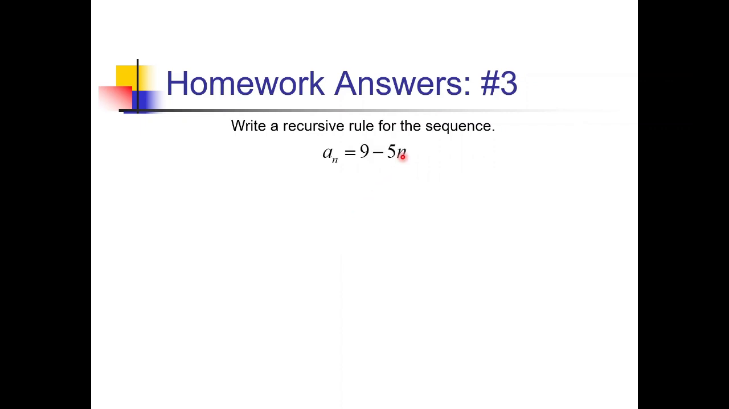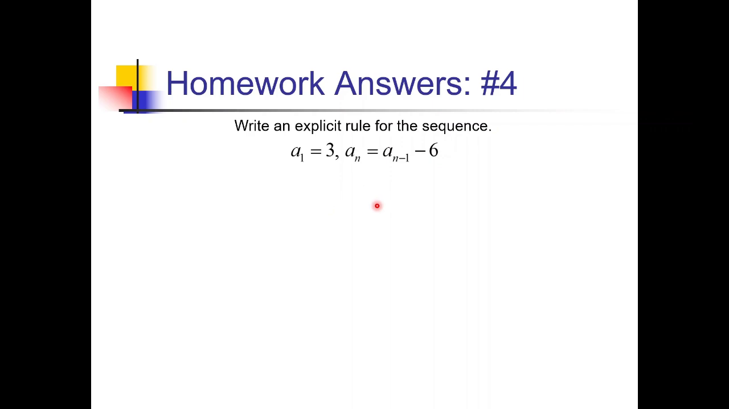To write a recursive rule for this sequence, it helps to recognize from the linear nature of this that this is an arithmetic sequence. So that means we're going to be using a sub n minus 1 plus d for my recursive equation here. Let me get the a1 first though. If I do 9 minus 5 times 1, just plug 1 into this, that's going to be 4. And now my common difference, since I've got this negative 5 slope on my linear function here, that's what my common difference is going to be. That's what I'm subtracting each time. So I will write a sub n minus 1 minus 5 for that recursive definition.